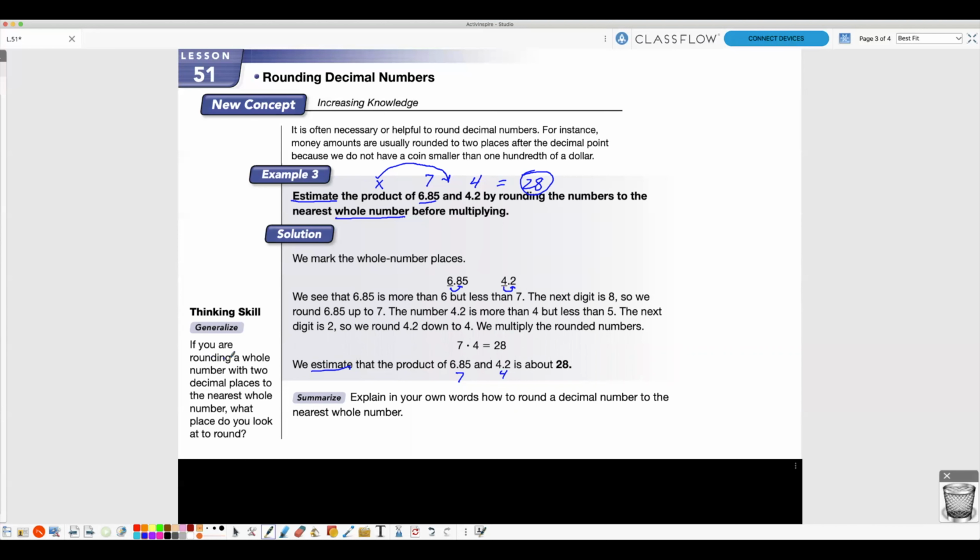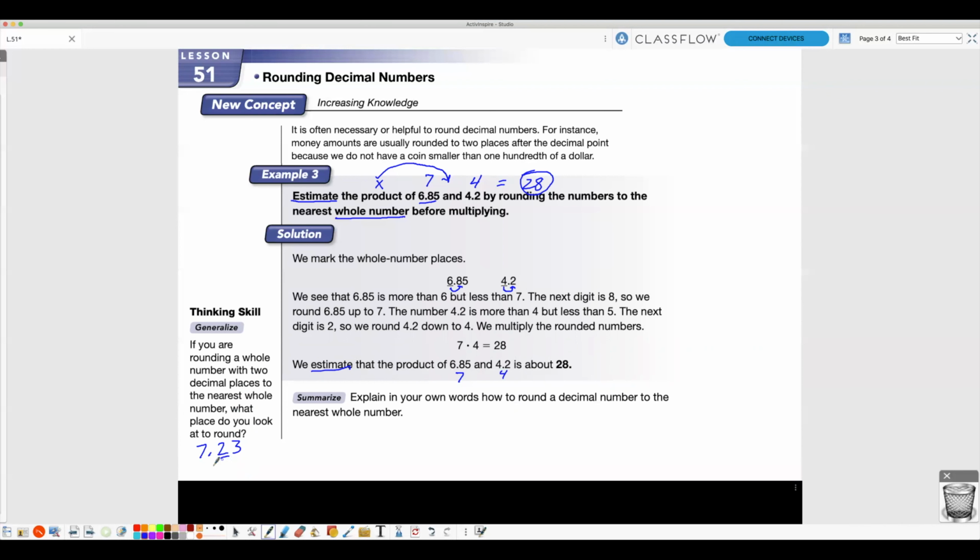If you're rounding a whole number with 2 decimal places to the nearest whole number, what place do you look at to round? So if you've got a whole number with 2 decimal places to the nearest whole number, you would look at the tenths place in this case. A whole number with 2 decimal places. So if it was like 7 and 23 hundredths, you have to look at the tenths place if you're trying to round this. You don't even need to worry about that hundredths place.